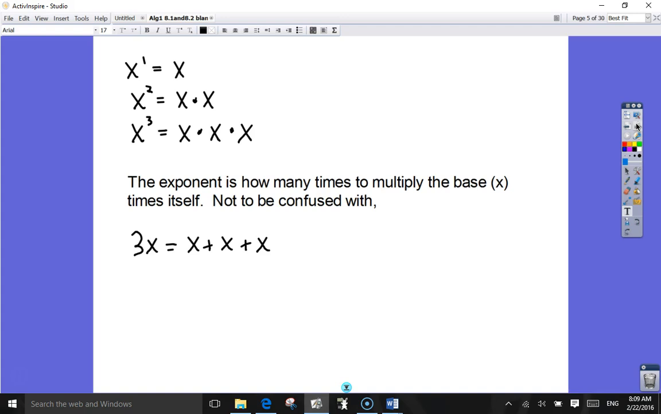Not to be confused with x plus x plus x. That's 3x. So when I say x to the third, that's not the same thing as 3x. That's x plus x plus x. That's combining like terms, 1 plus 1 plus 1. That's 3x.